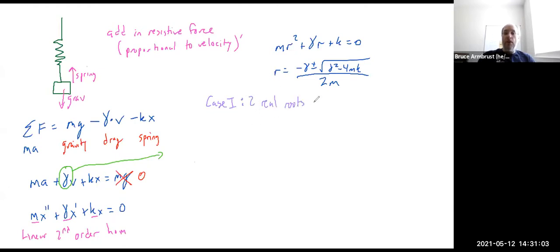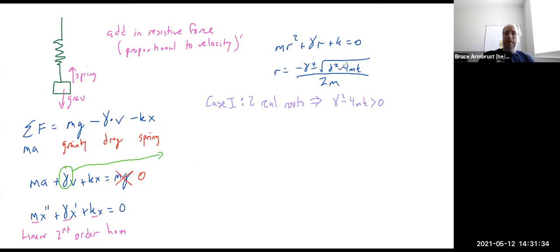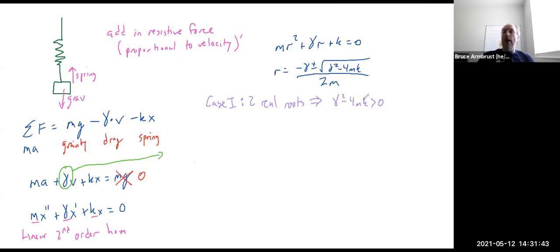All right, so first of all, in order to get two real roots, we need gamma squared minus 4mk to be positive. Do you see why? You said that whole thing needs to be positive? Yeah. Oh, because then we will get real roots. Yeah, because then we get a square root of a positive number. Those are real. Okay, so we get our two real roots when this happens.